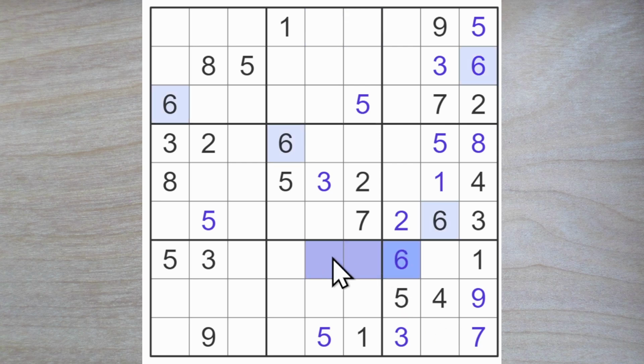We also have 6 blocking across and down, so one of these is a 6. 6 goes here or here, but this 6 blocks down. So we can isolate the 6 like so. This 6 blocks up and this blocks down.